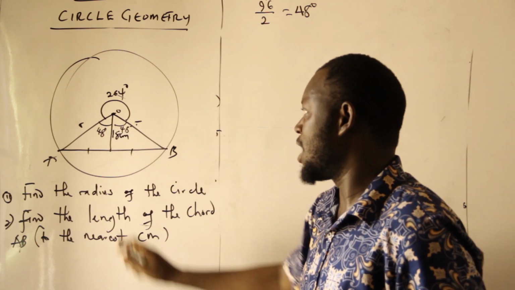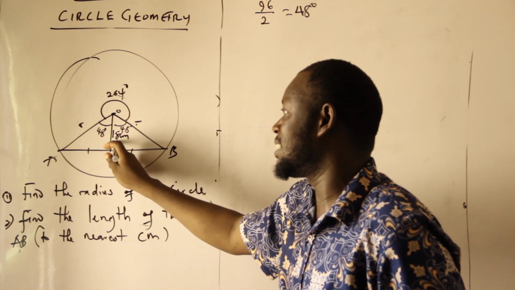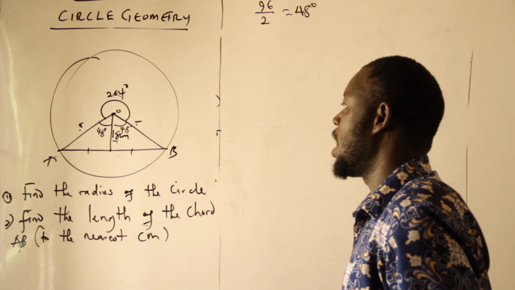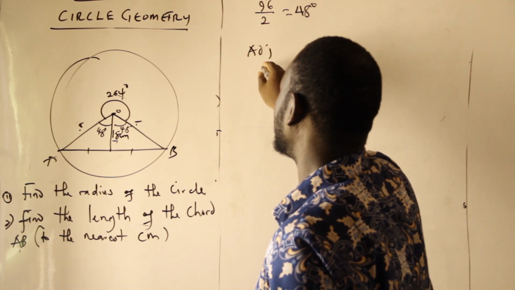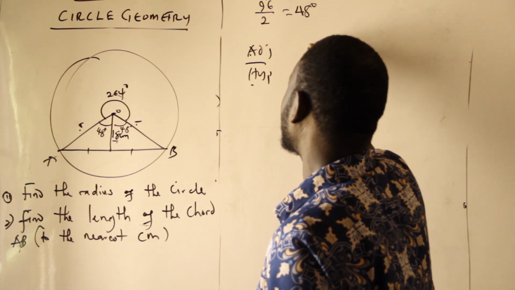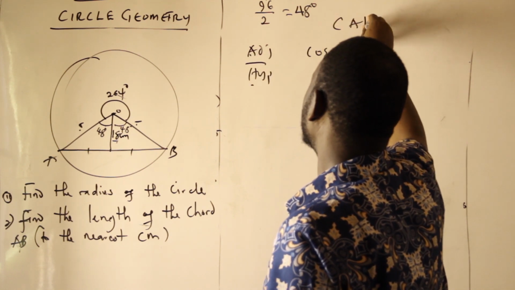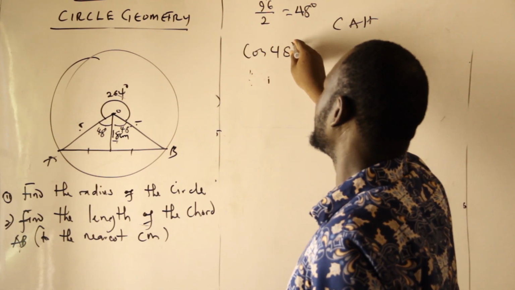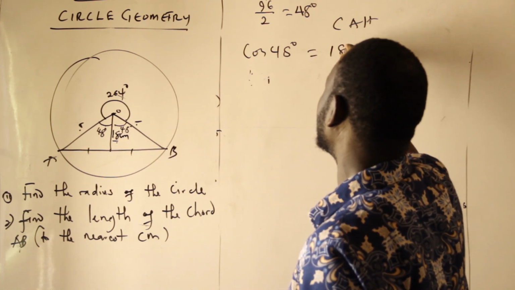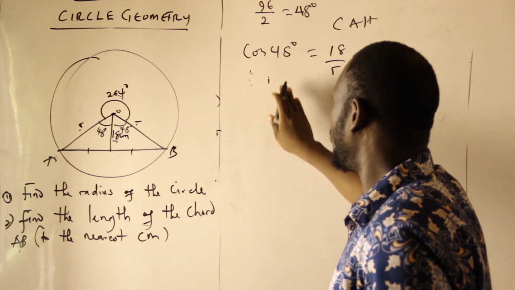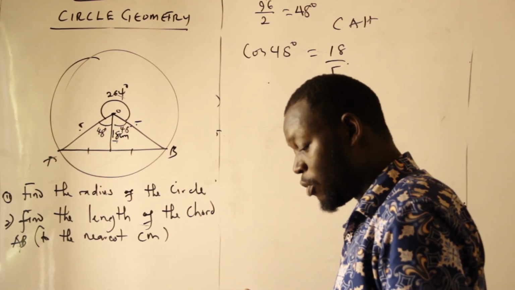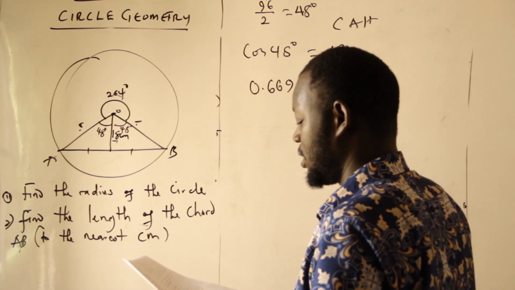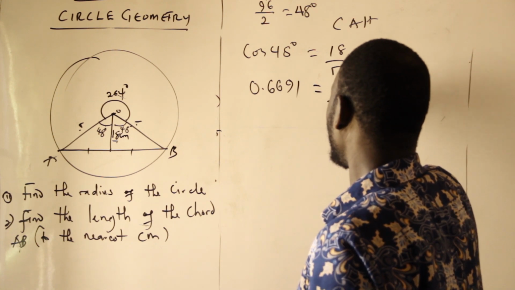Once we have this, we can use SOHCAHTOA, like I said, to get this. So this will be adjacent against hypotenuse. That is A and H. That is cos. That is CAH. So to have this, we have cos 48 degrees will be equal to adjacent, that is 18, over hypotenuse, that is R. So from our 4-figure table or calculator, cos 48 gives us 0.6691, which is equal to 18 over R.